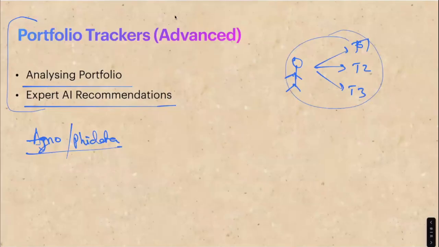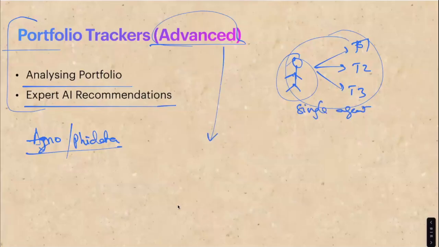So now in this advanced version, what we are actually doing is, instead of having a single agent system, we are going to create a multi-agent system. So we will have two agents.